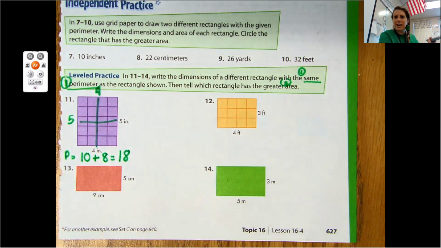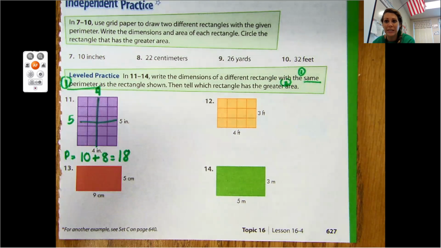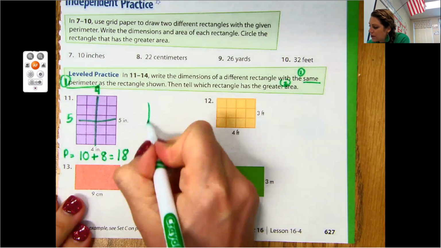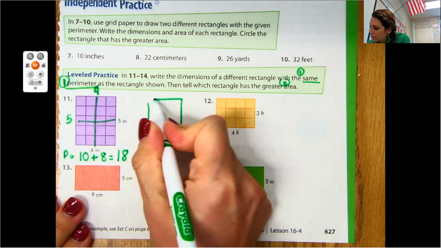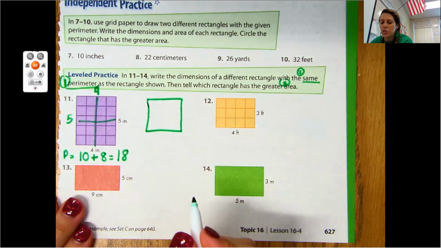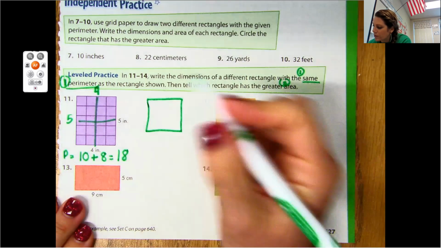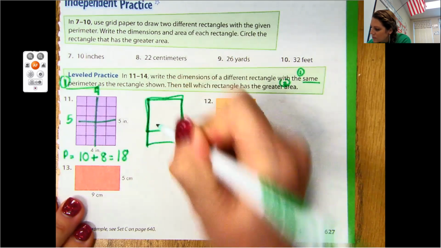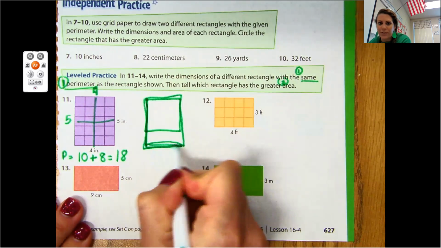So we need to think of another shape that can have the same perimeter, but it has to have different numbers. So this is where you're going to have to really think and use your addition to help you. Okay, so let's go ahead and draw another rectangle. And let's do, mine kind of looks like a square. Let me make mine a little bit longer. You don't want squares. So go ahead and draw your rectangle.